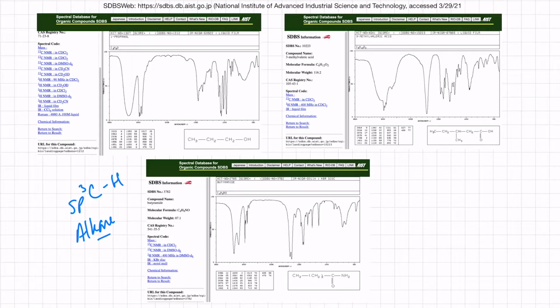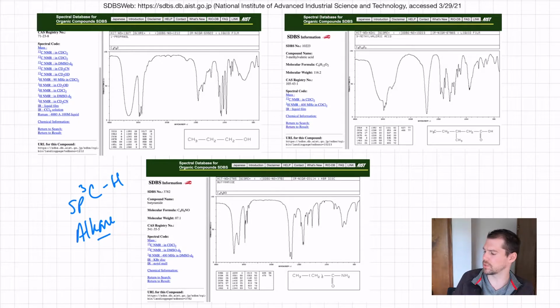Let's look at our last one here. This is an amide, so a carbonyl bonded to an amine, basically. Or you could think of that as a carboxylic acid, where you replace the OH with an amine. This is a primary amine, which means it has 2 H bonds. That shows up here. We have 2 peaks.